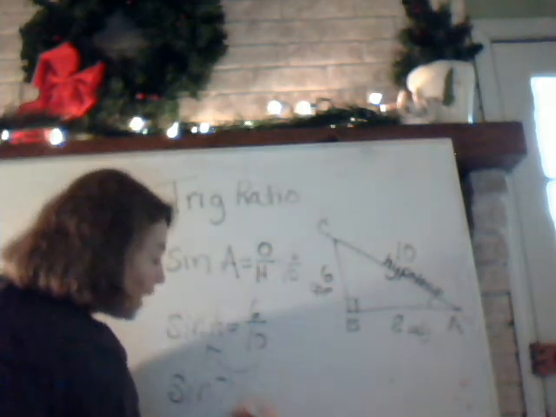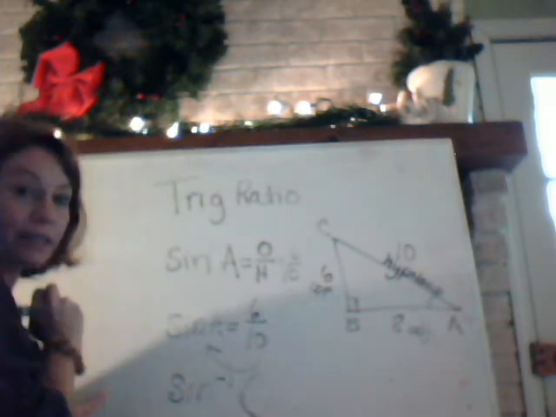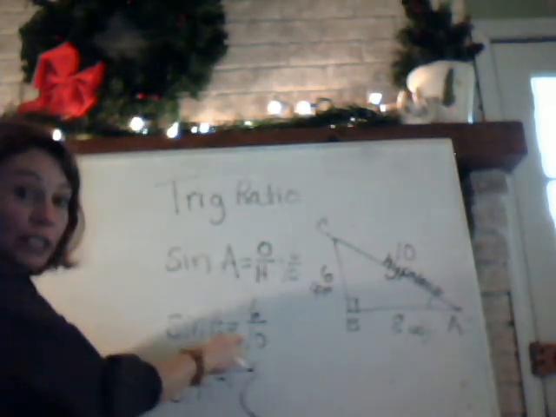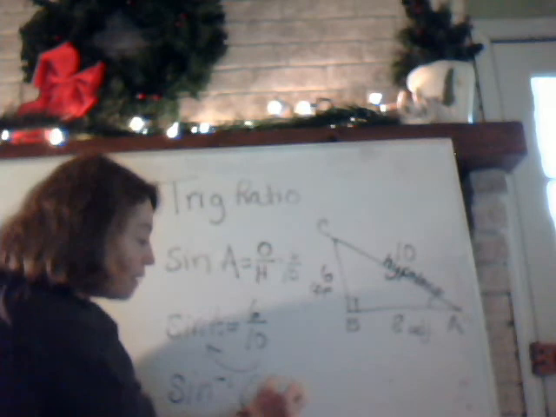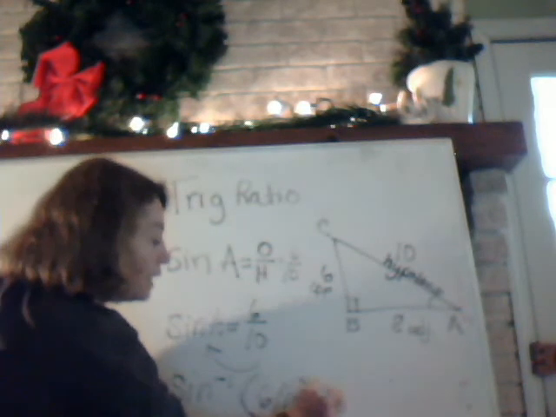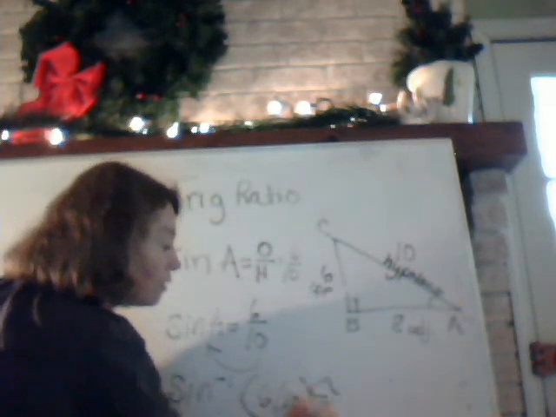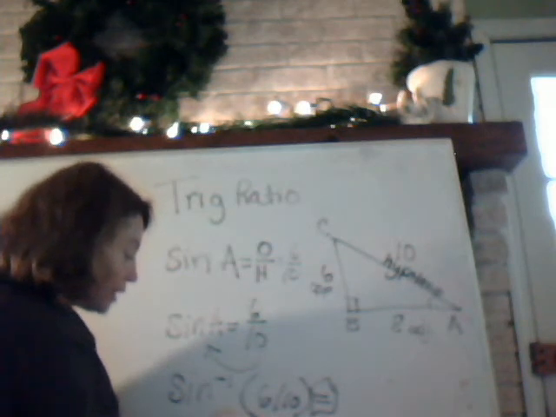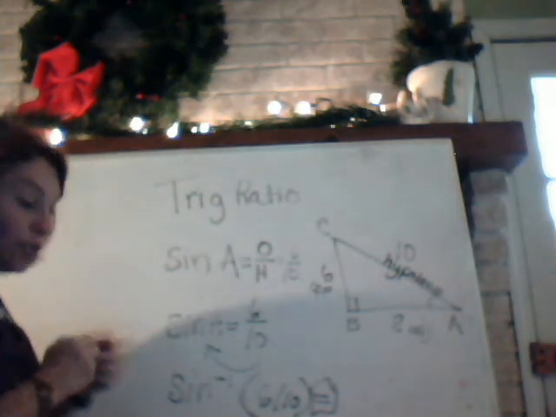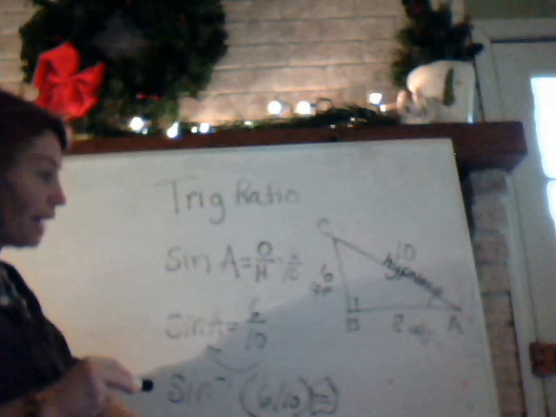It automatically comes up with parentheses, and I'm going to put this ratio in, 6/10. So 6 divided by 10. And I hit equal or enter, and voila, I get about 37 degrees. Okay? So that's how you find the angle.